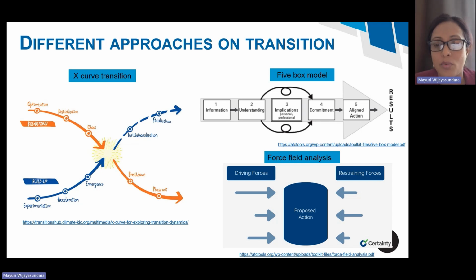So there's the 5-box model and force field analysis. Once again, there's something driving transition, something opposing transition. There are some places where stakeholders make commitments. All of this basically discusses that type of perspective.